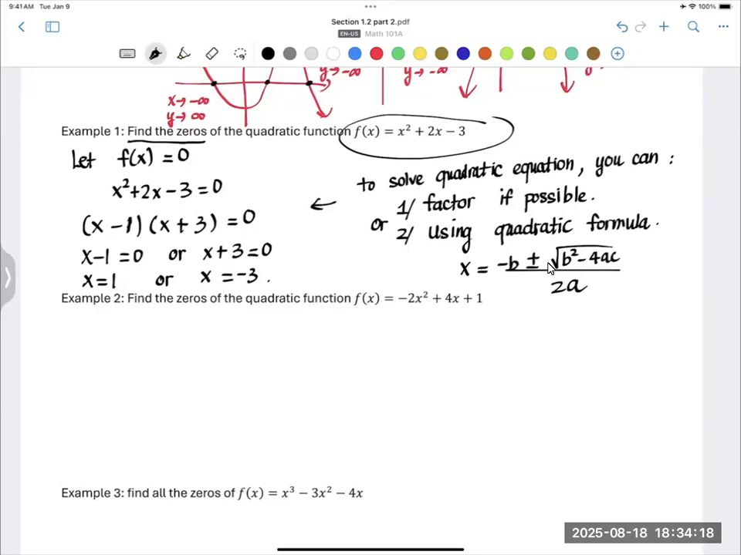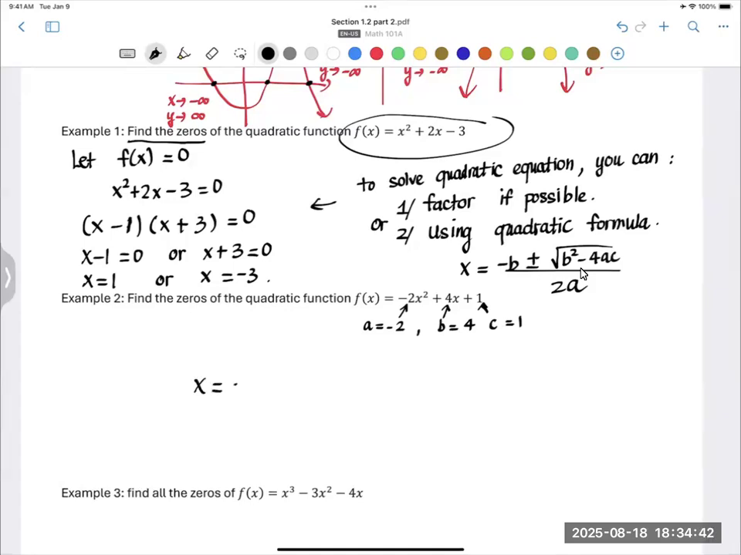So for the quadratic formula, first we know that a is going to equal -2, b is 4 and c is 1. You will take the sign of all the coefficients with you. If they are negative, you should have the negative sign. Okay, and now we just put it into the formula and evaluate.